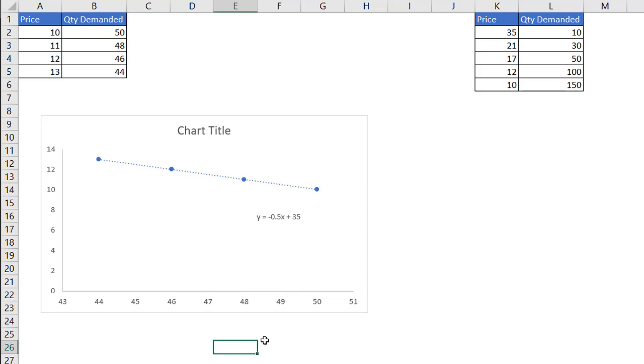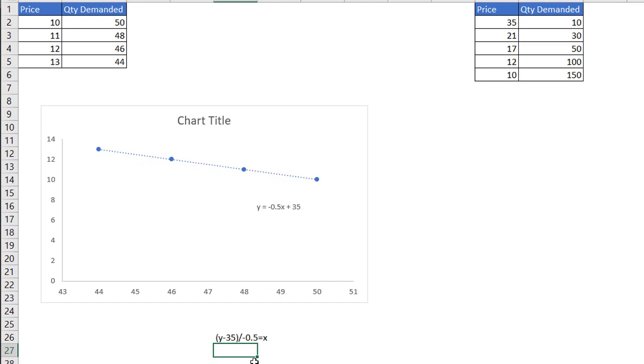So in this instance, what we'd have to do is move things around. So we'd have to have it where y minus 35 equals negative 0.5x. And what we're going to need to do is bring that 0.5x around here, so we're going to divide that. So we'll put this in parentheses and divide by negative 0.5. That will give us x. Right? So how do we figure this out? Well, we just need to plug the numbers in. Let's say, for example, we had 14.